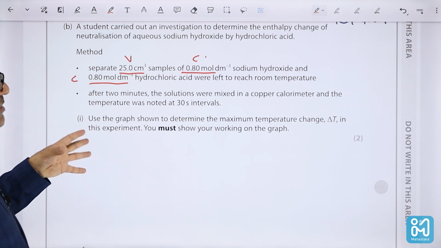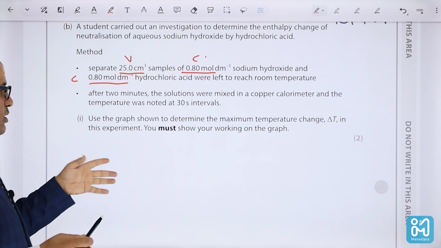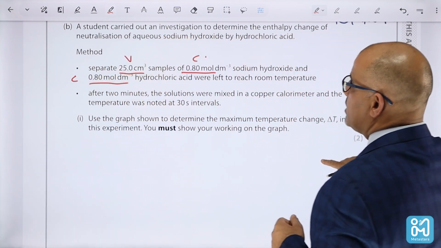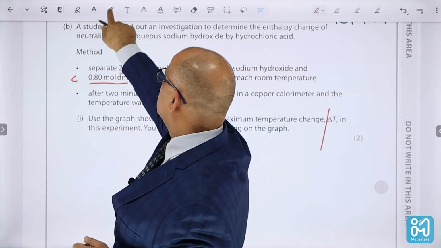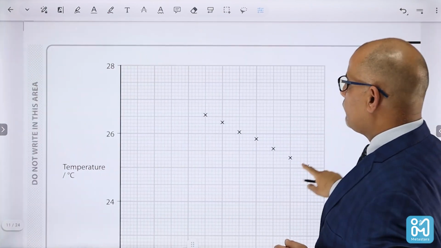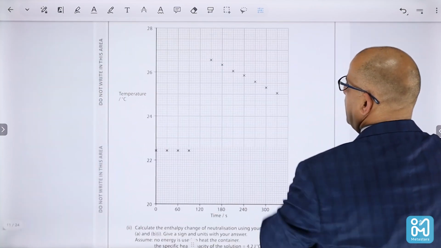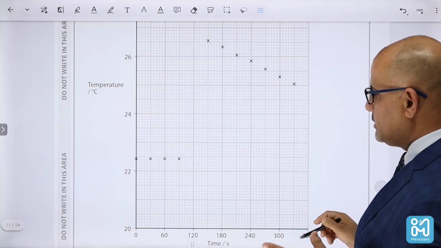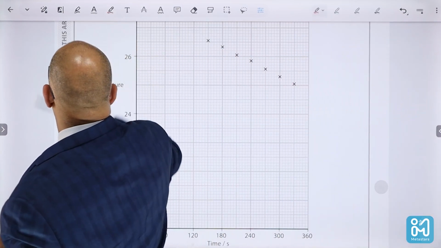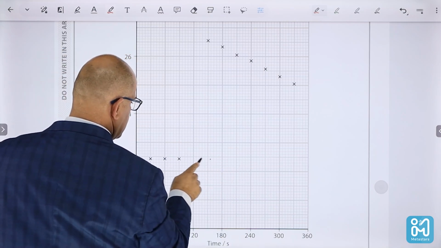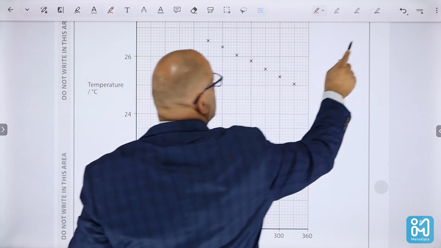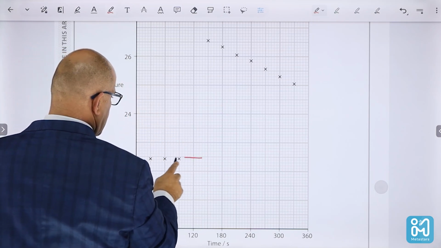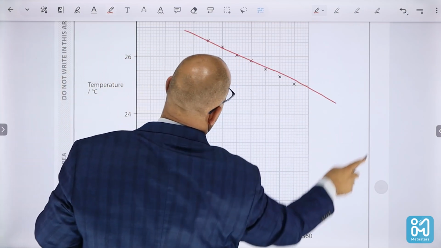Use the graph shown to determine the maximum temperature change, delta T, in this experiment. You shall use the ruler there. So keep in mind that you shall have a ruler in this paper. Why? Because in the graph, as you can see there, we can draw the two best fit lines with a ruler. You can draw a best fit line like that. It does not have to pass through every point. So you can draw a line like that, and then another best fit line like that.